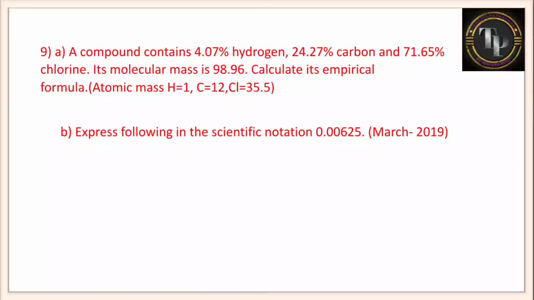Express the following in scientific notation. 0.00625. Again a smaller number is there, you have to take the right side of the decimal. So 1, 2, 3. If you want to take 3 places to the right, therefore we have to multiply with 10 power minus 3, so 6.25 into 10 power minus 3. So this is the last question. This was asked in March 2019.